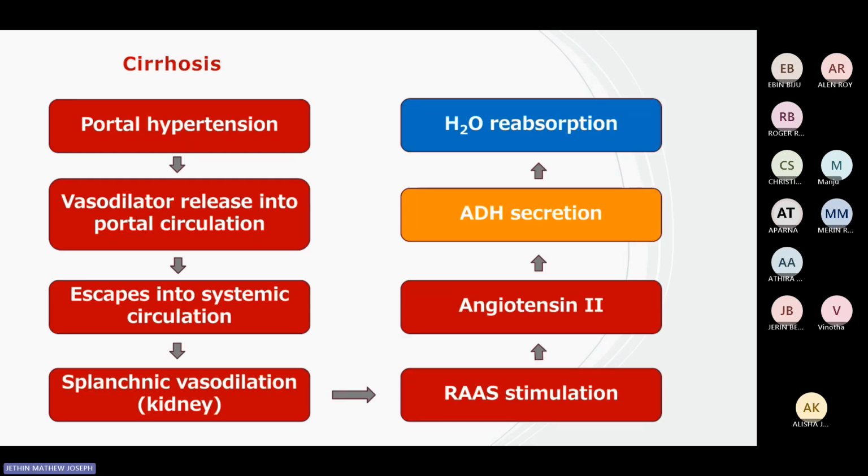In cirrhosis, because of portal hypertension, certain vasodilators are released into the portal circulation, and they can escape into the systemic circulation and cause vasodilation at the kidney. This will cause RAS stimulation, angiotensin II secretion, ADH secretion, and water reabsorption.